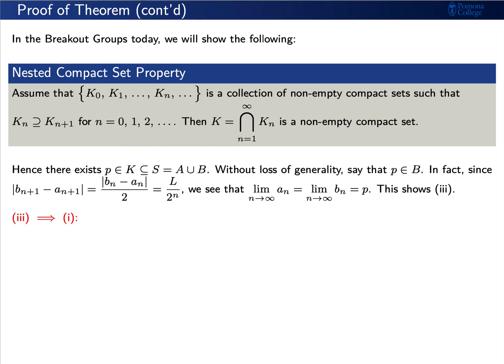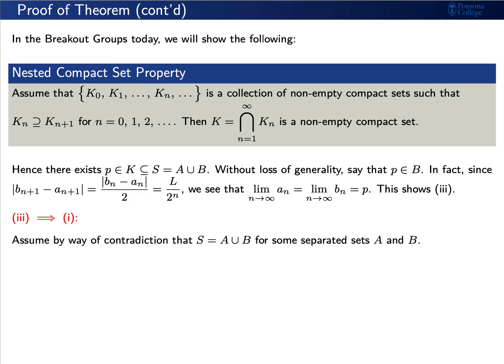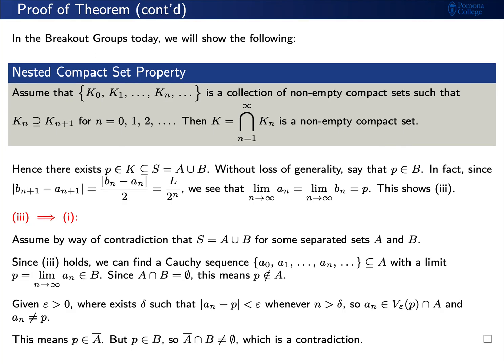Now, to finish off the proof, we're going to show that property 3 implies property 1. By way of contradiction, let's say that actually we can write S as the union, capital A union capital B, for some separated sets, capital A and capital B. Since property 3 holds, this means that we can find a Cauchy sequence of a sub n's inside of capital A, where the limit p is inside of capital B.